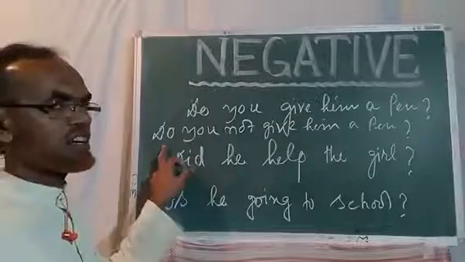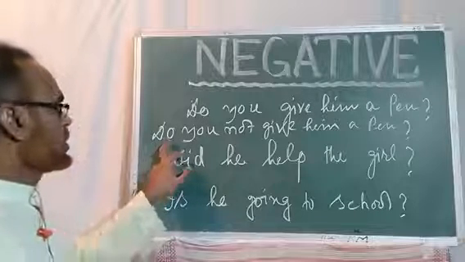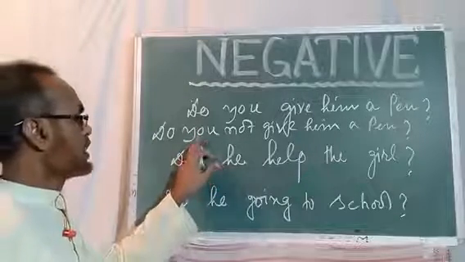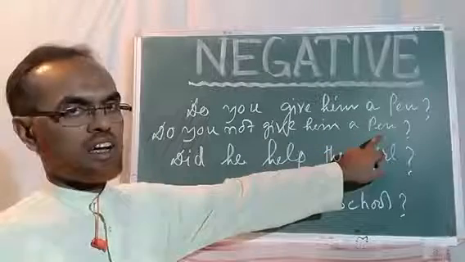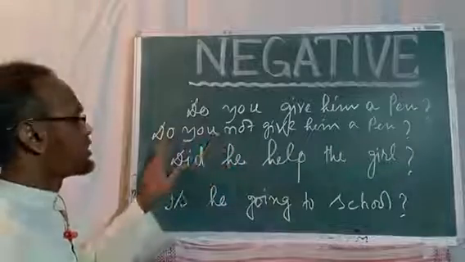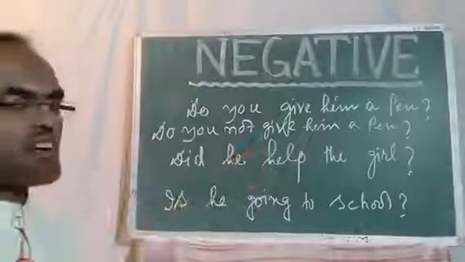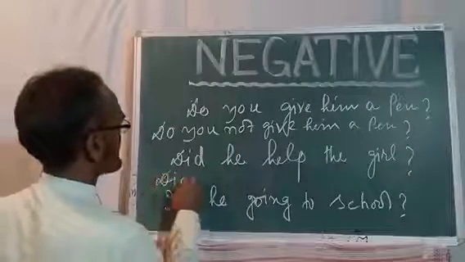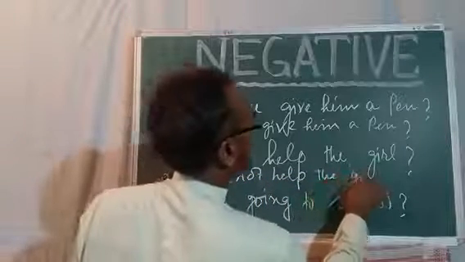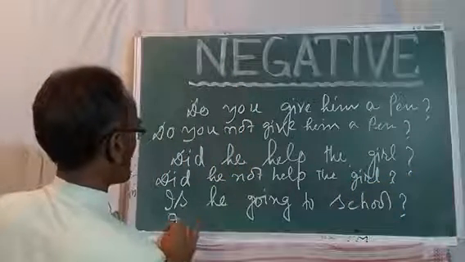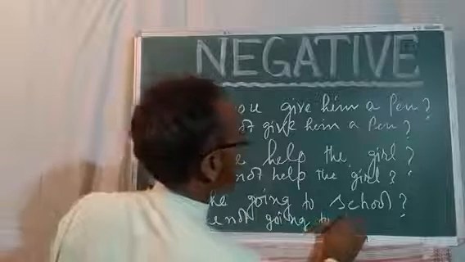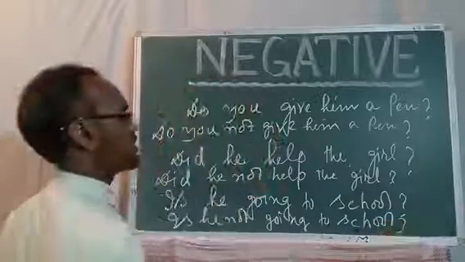If we turn it into an assertive or affirmative sentence, then it will be: you do not give him a pen. We just replace do in front of the sentence and make it negative. Like this, in the second sentence: did he not help the girl? In the third sentence: is he not going to school?